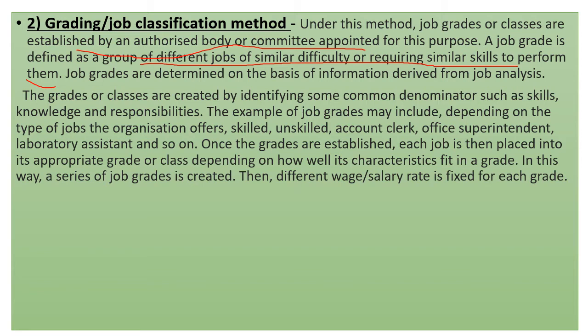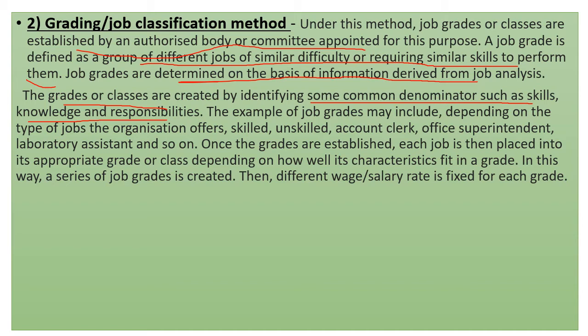Job grades are determined on the basis of information derived from the job analysis. Again, go through the job analysis video, you will understand it better. The grades or classes are created by identifying some common denominators such as skills, knowledge, responsibilities. Like I gave the example of a programmer, this is how you group.